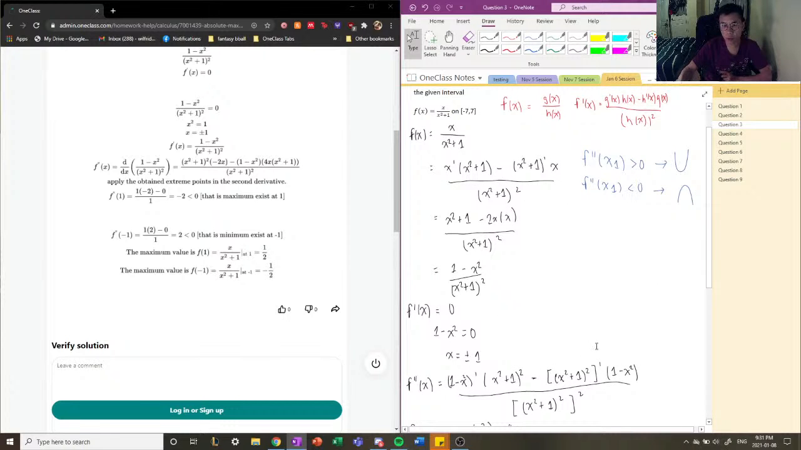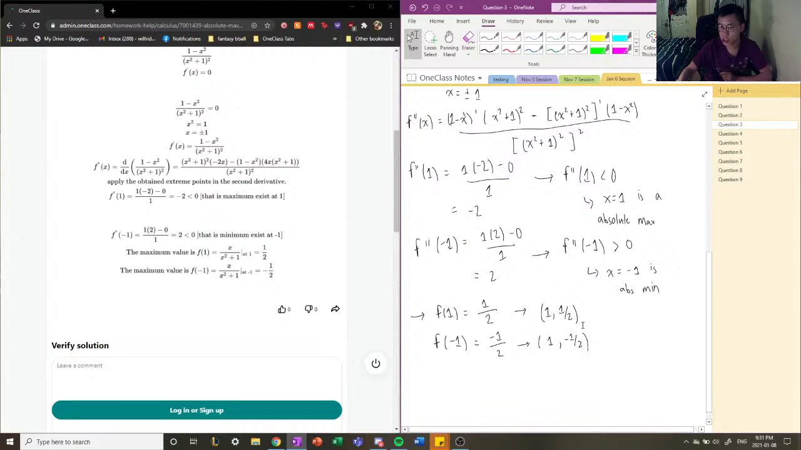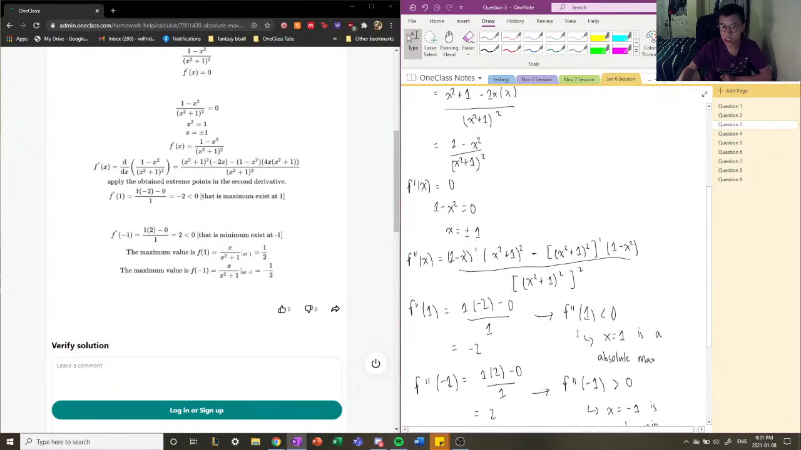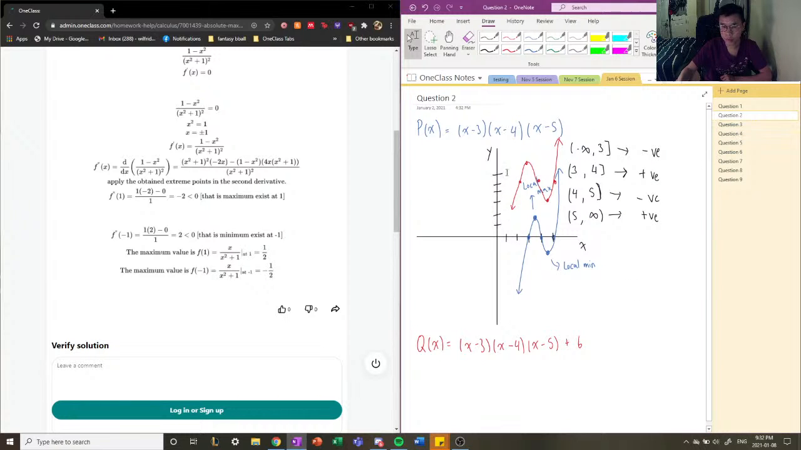But there's only one more thing that we need to evaluate here, and that is the endpoints of our interval. And this is important because the endpoints of our interval actually might be the absolute max and absolute min. Because like I said before, there are certain parts of the function that might be the absolute max or absolute min, apart from the points where the slope is 0, where f prime of x is equal to 0.